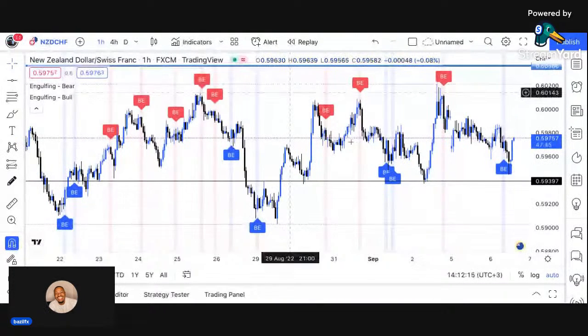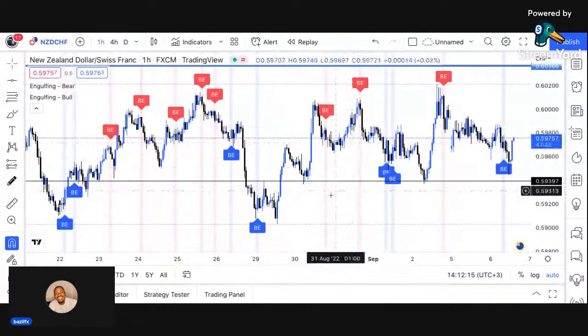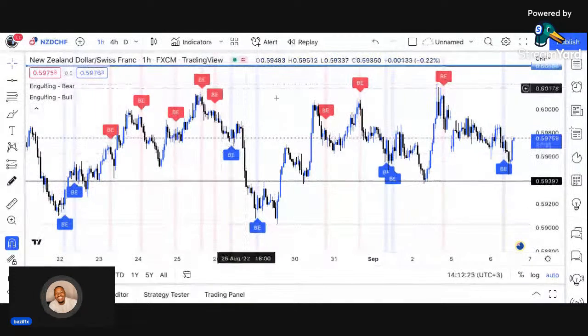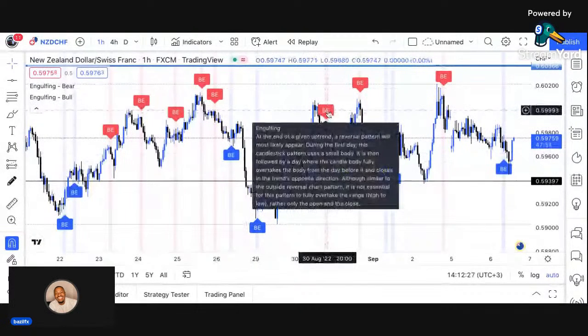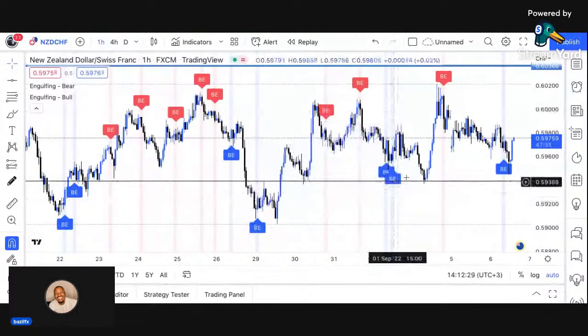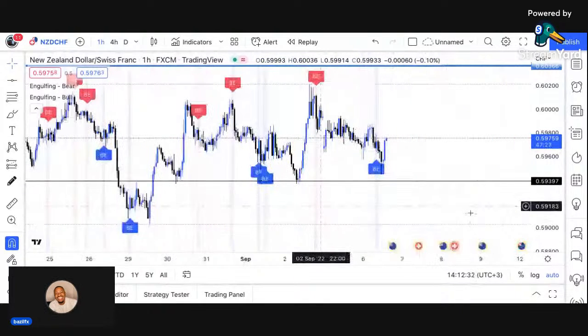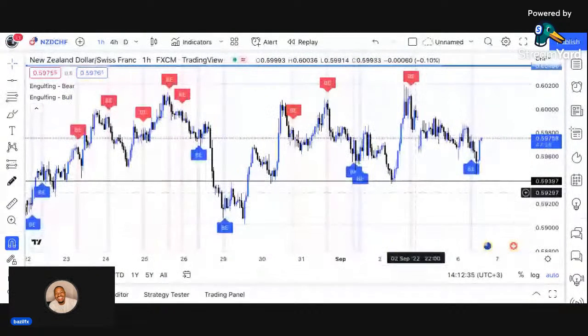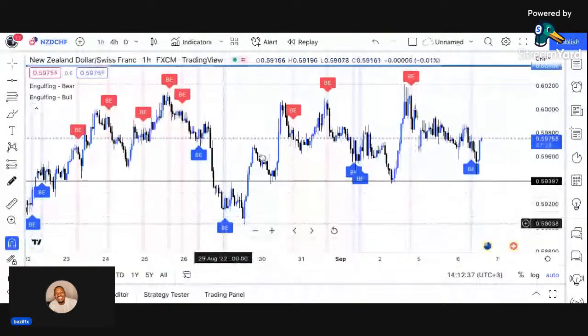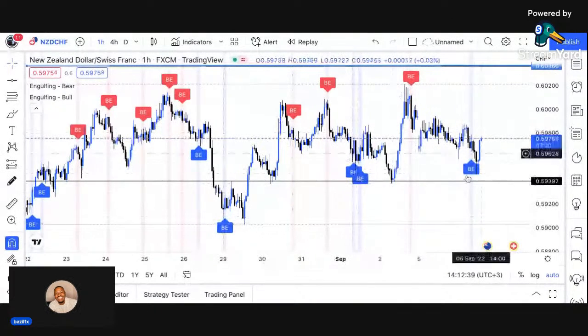Everyone, look. Do you see the red ones and the blue ones? The red ones are representing bearish engulfing candles, and the blue ones are representing bullish engulfing candles. Remember, I told you guys the bullish engulfing candles represent reversal to the upper side. Look wherever we're finding them. Engulfing candle, price goes up; engulfing candle, price goes up; engulfing candle, price goes up.